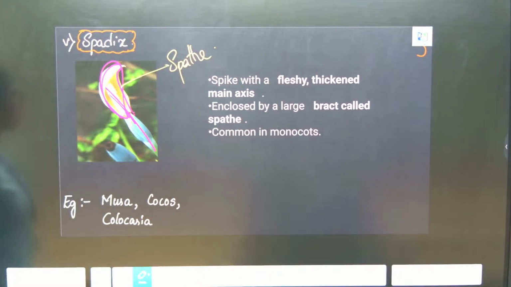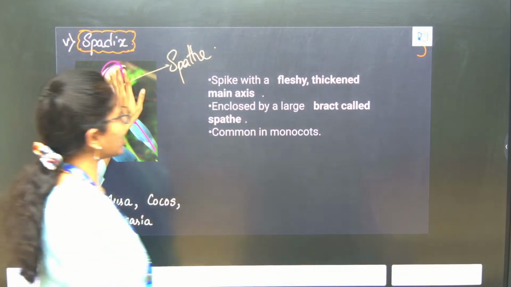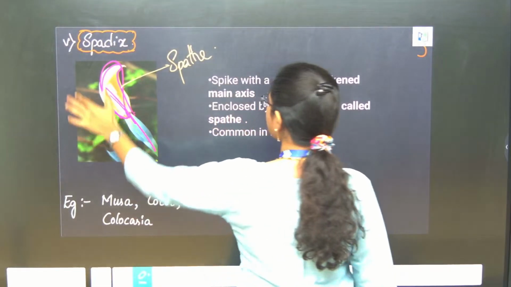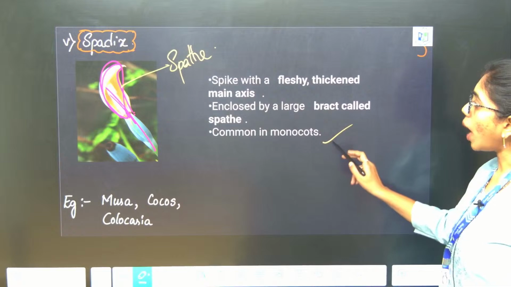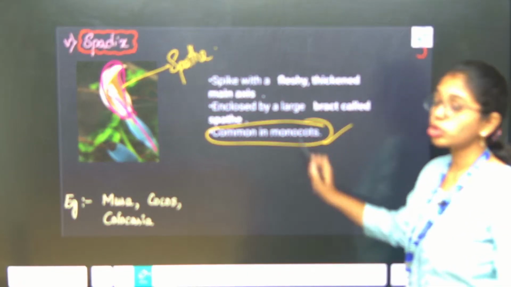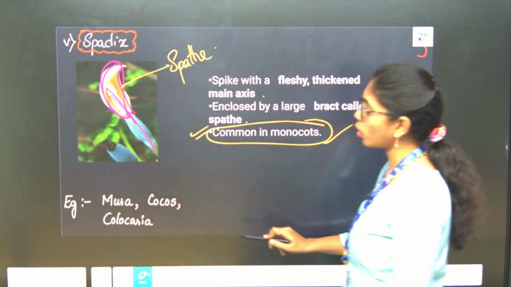Okay, this long bract is called as what? Spathe. Fine? Here you see spadix, a spike with a fleshy thickened main axis. This is enclosed by a large bract called spathe, which is a common type of inflorescence in most of the monocots.